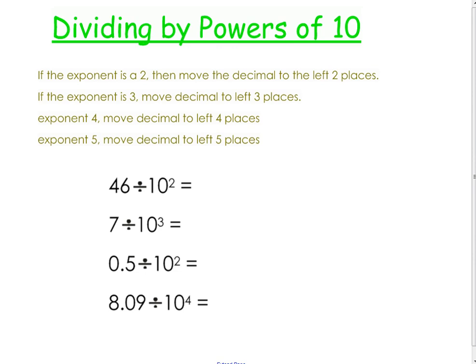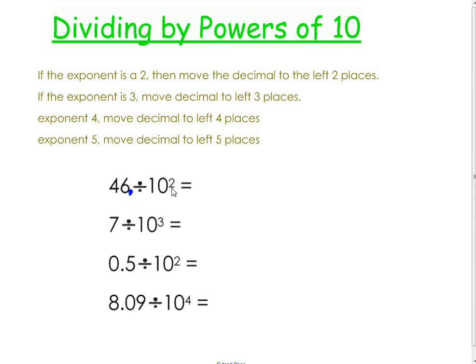46 divided by 10 to the second power, or 10 squared as we say it. Now remember, in a whole number, the decimal comes at the very end of the number. So if we don't see a decimal there, it's at the end. So at the end of 46, there's the decimal.